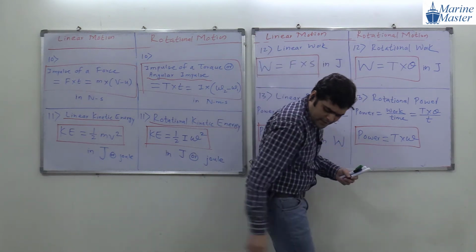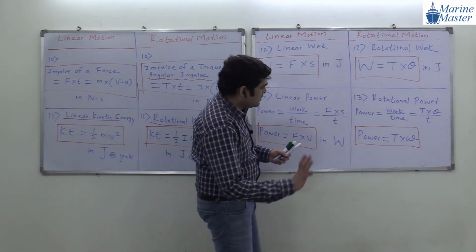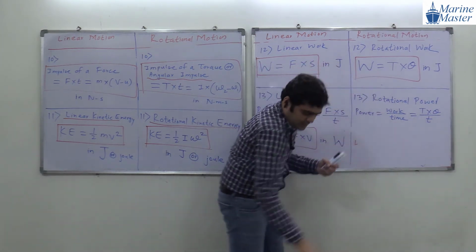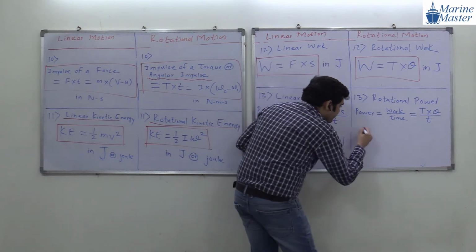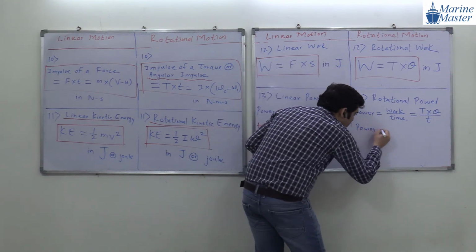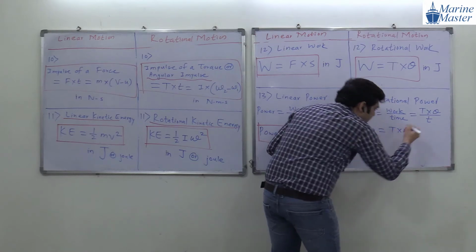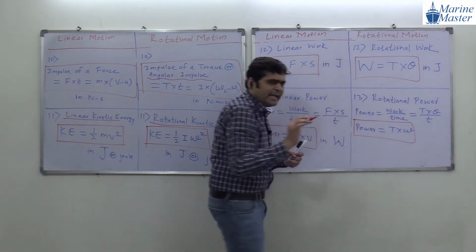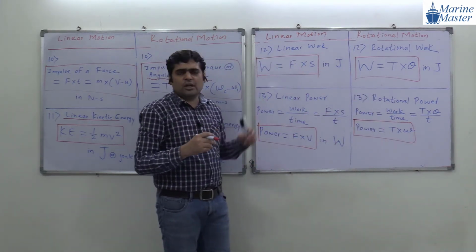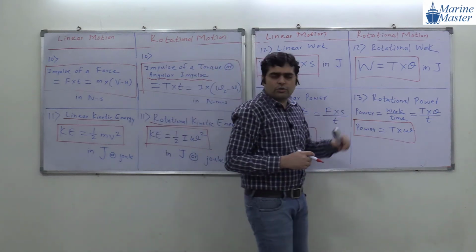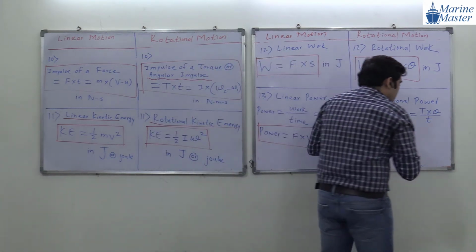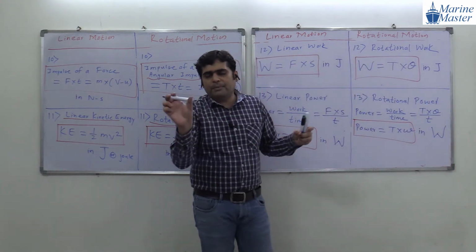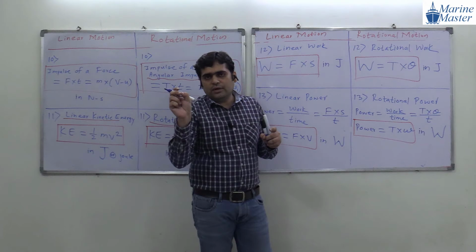I want to explain one important point. Power is equal to T into omega. Does anyone have any doubt in this? What is the unit of power? Any type of power, whether linear power or rotational power, the unit is watt by default, capital W. If you want to write the complete name, then small w, watt.